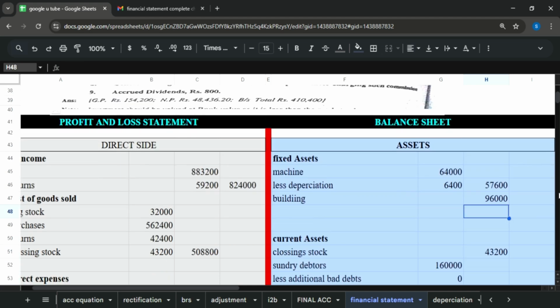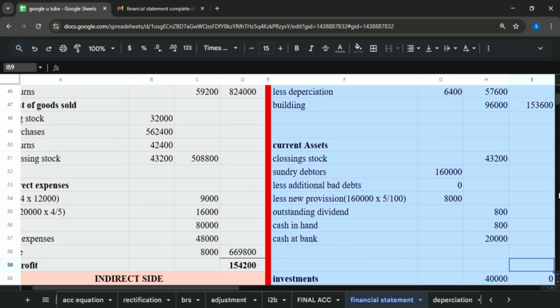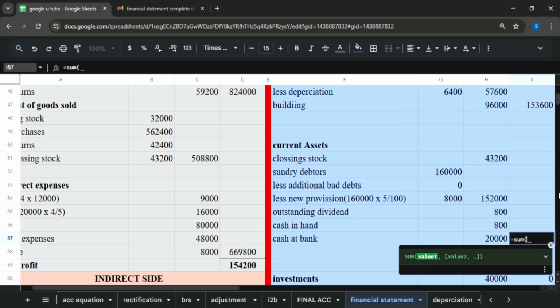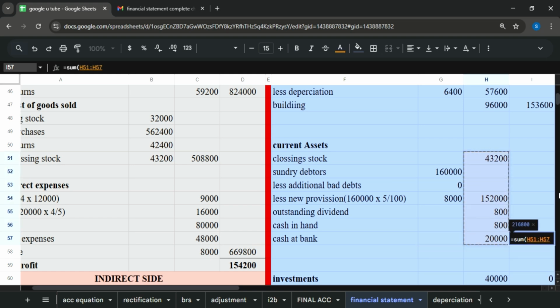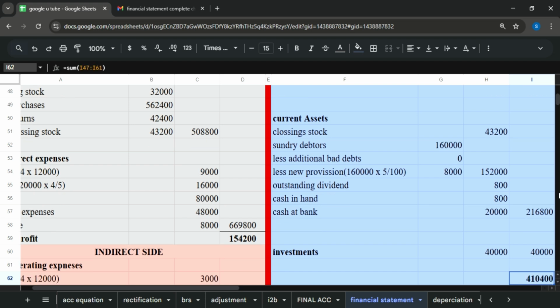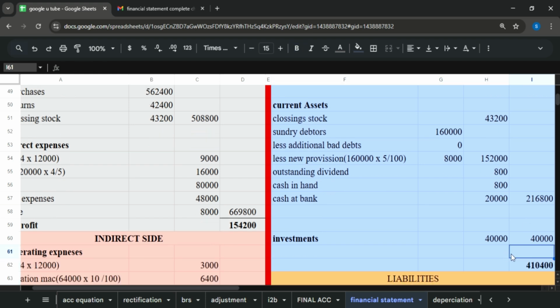There is no other fixed asset, so we can calculate our total amount of fixed asset, 153,600. That has been completed. Okay, then we have closing stock and debtors. This was original amount of debtors. You need to subtract additional bad debts which were not present. Now subtract new provision. Final amount of debtors is here. We are now able to calculate our amount of current assets. This has been calculated. Investment, same 40,000 we have written, and you can see that we have got our answer for asset 410,400. Exactly same.